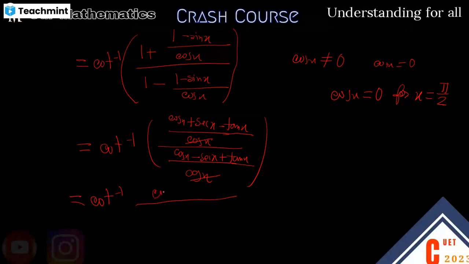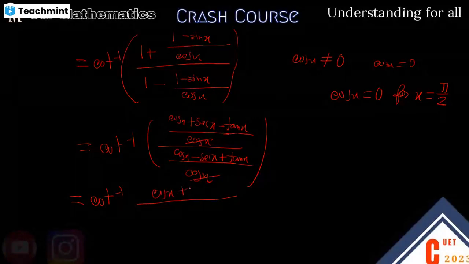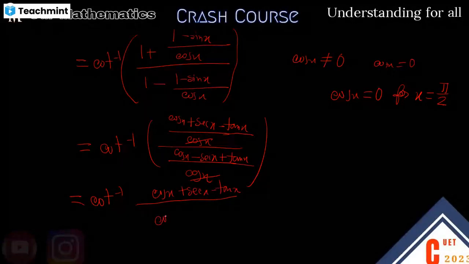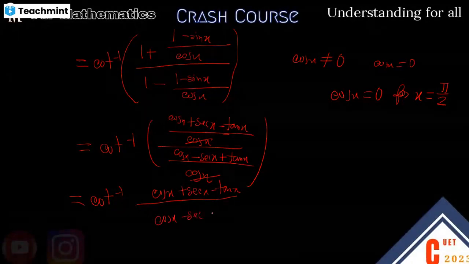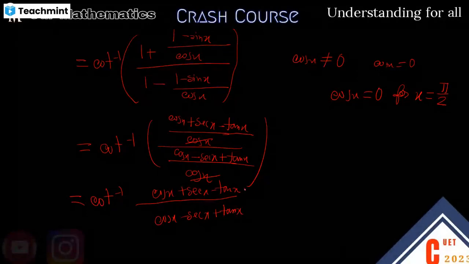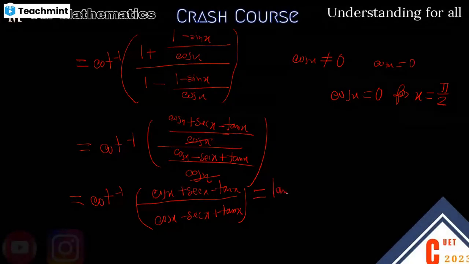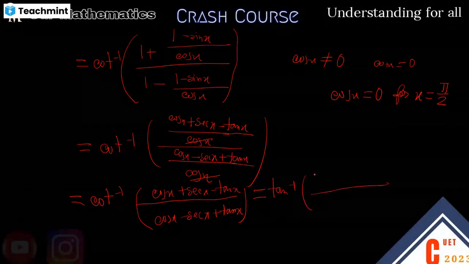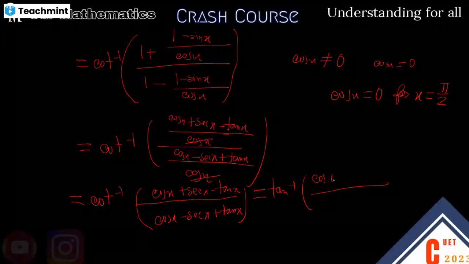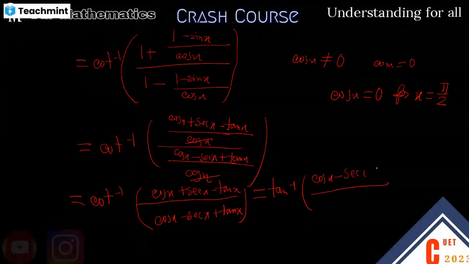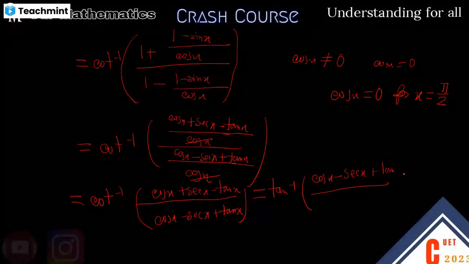Okay, let's move on. We have (sec x minus tan x) divided by (cos x minus sec x plus tan x). Let's make it tan inverse. The bottom goes up and the top comes down. So cos inverse of (sec x plus tan x) divided by (cos x plus sec x minus tan x).